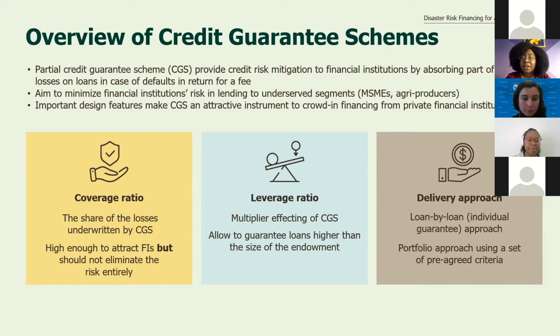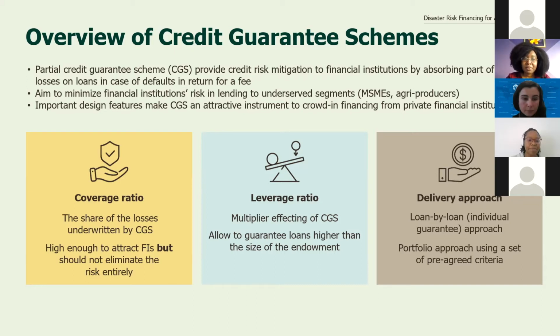The second parameter I would like to highlight, and I think this is also one of the key parameters which contribute to making the PCG a key policy response to support underserved segments, is the leverage, which is a multiplier effect allowing the guarantee of loans higher than the size of the credit guarantee endowment. This is a way for the government to crowd in private finance to support the segment that they think is underserved by the financial sector.